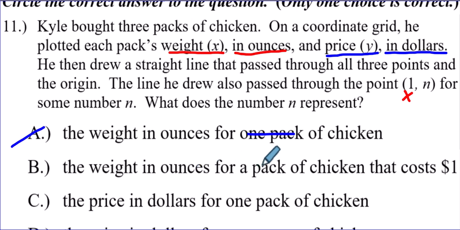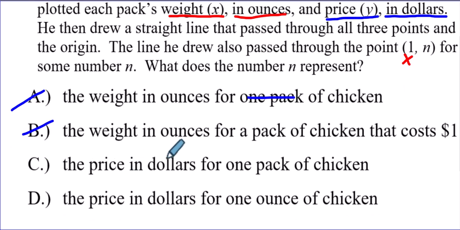So far, so good. For a pack of chicken that costs $1. Is that 1 supposed to be $1? No, the N is supposed to be the dollars, not the 1. The 1 is the weight in ounces. So goodbye, choice B.